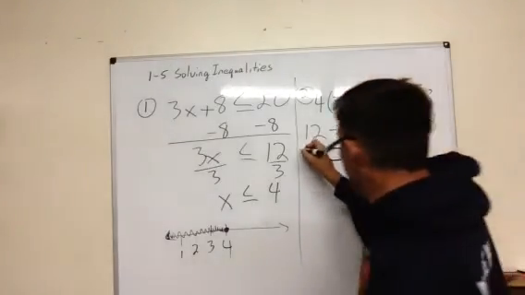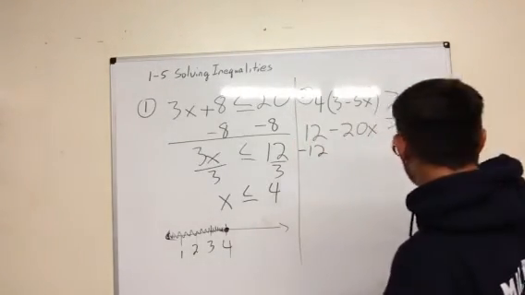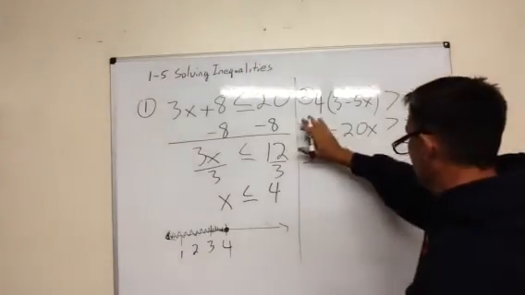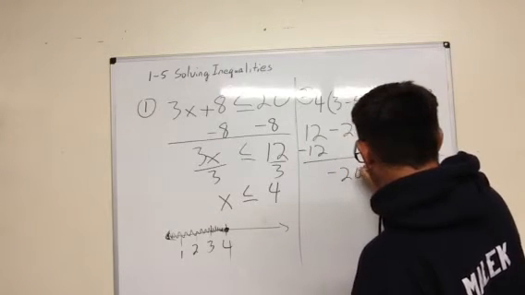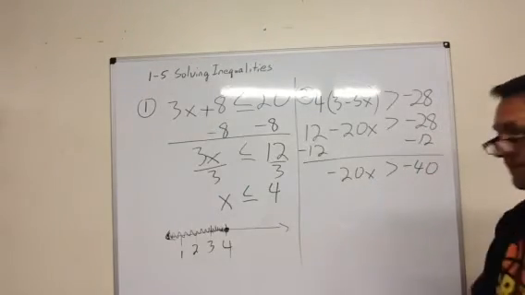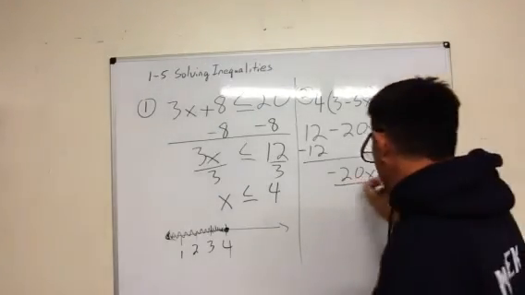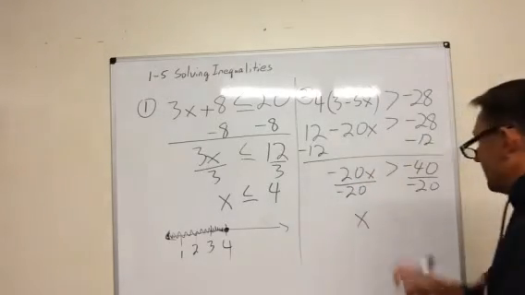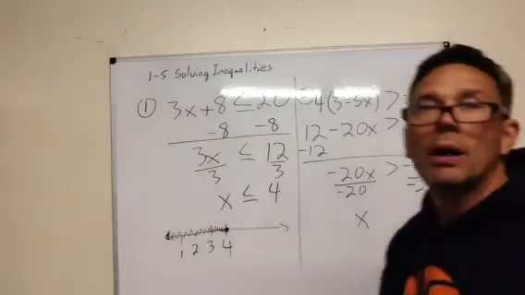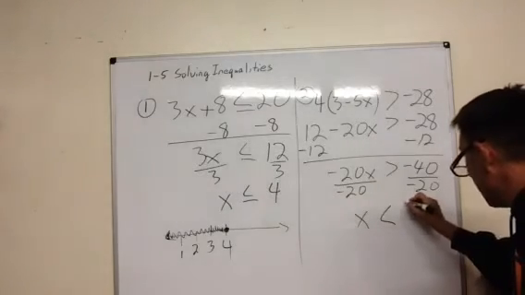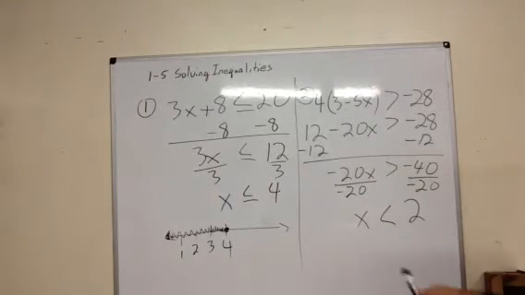The opposite of 12 is negative 12. Right? I'm adding or subtracting, so I do not change the sign. This cancels out. I'm left with negative 20x less than negative 40. Now I divide by negative 20. I divided by a negative, therefore I need to flip the inequality. Negative 40 divided by negative 20 is a positive 2. So my answer will be x less than 2.